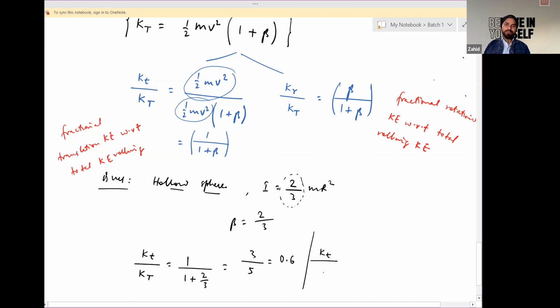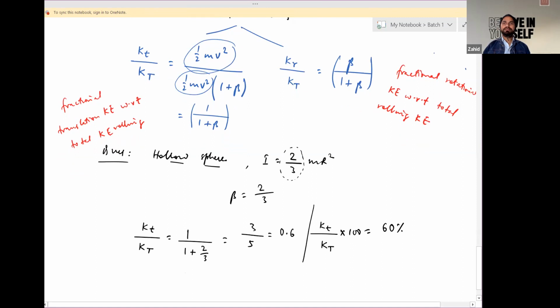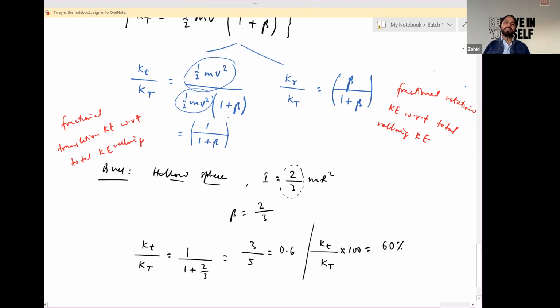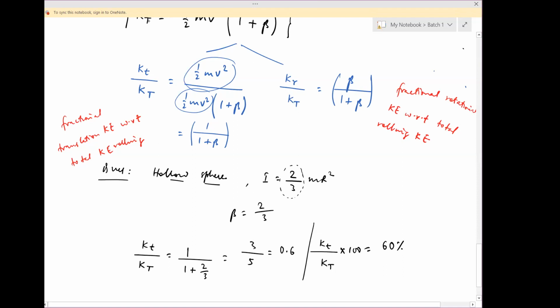So kinetic energy translational with respect to total multiplied by 100 equals 60%. It means for a rolling hollow sphere, 60% of the total energy will be translational and only 40% will be rotational. Khalid, is it clear? Yes, sir. So by using this formula, we can define the amount of translational or rotational part present in that rolling body. Hamza, is it clear? Yes, sir. Okay, just write it down.